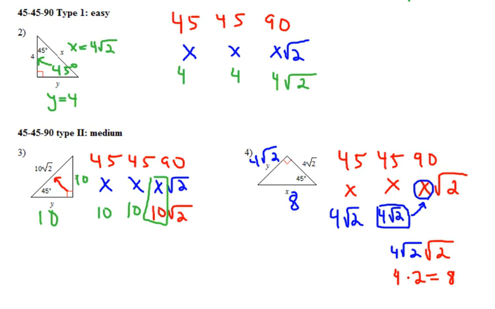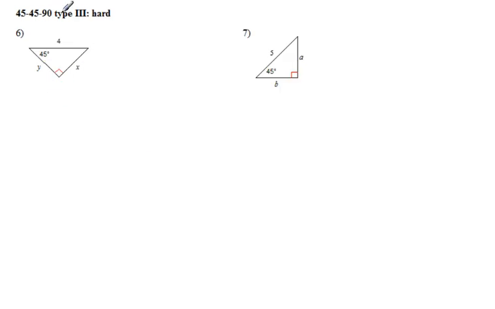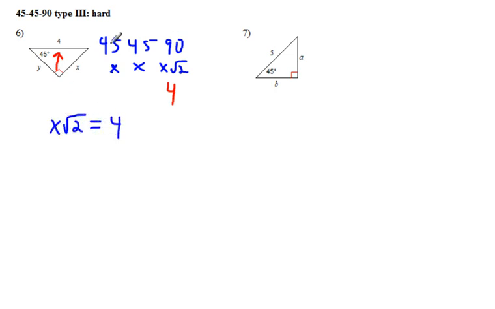What do the harder problems look like here? Type 3, hard. Alright, 45, 45, 90. x, x, x root 2. Where's this 4 going to go? It's across, or opposite from, the 90. So that's a 4. So we end up with a little equation here. We end up with x root 2 is equal to 4.